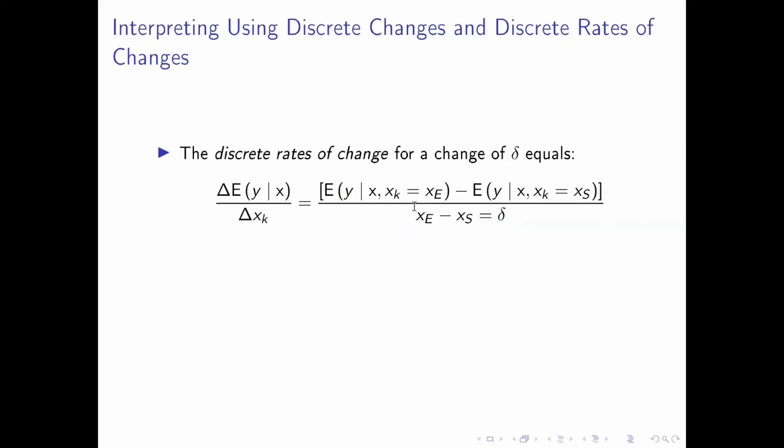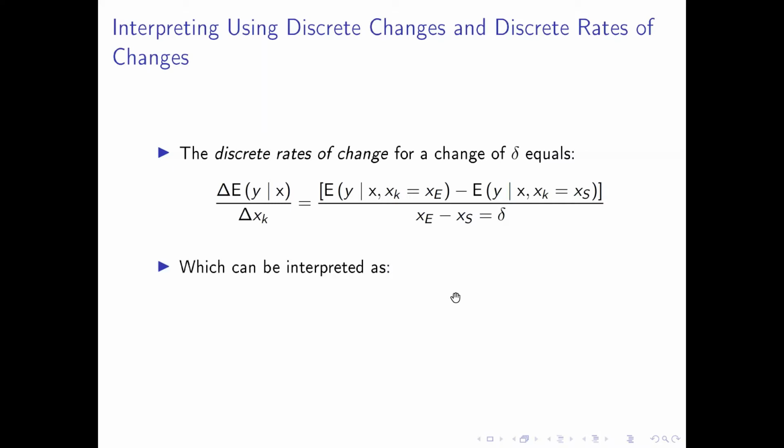But in this case, we only vary the value of xk from x subscript s to x subscript e, starting value to the ending value in the numerator. Okay? In the denominator, we have simply the difference in the two values of xk, that is x subscript e and x subscript s. Here we're talking about xk. Okay.